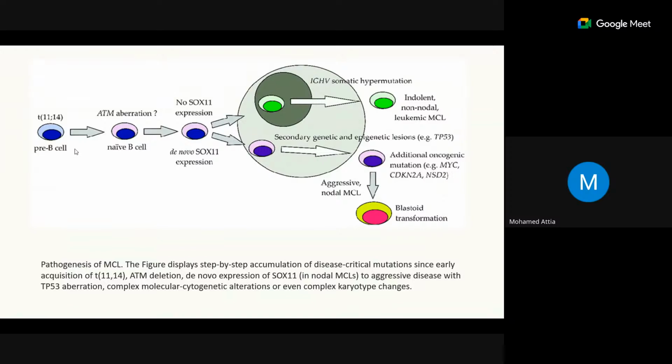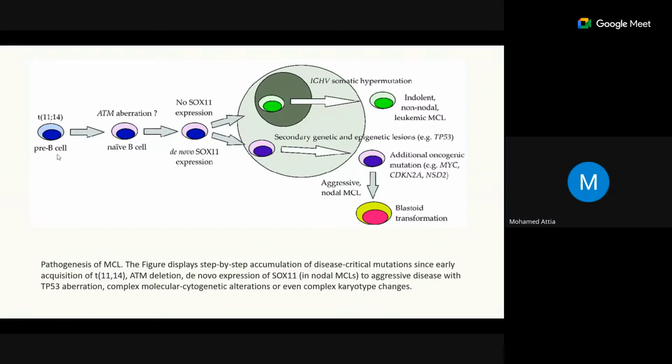Again, the cells that will go into naive may have this translocation 1114, and then it will go into one of two mechanisms. Either it will go inside the follicle, and hence it becomes having immunoglobulin heavy chain mutation, and it will form the non-nodal leukemic form, or it will still stay in the mantle zone and in the extrafollicular area, and here it will form the blastoid transformation.